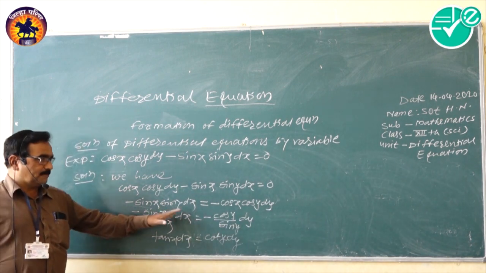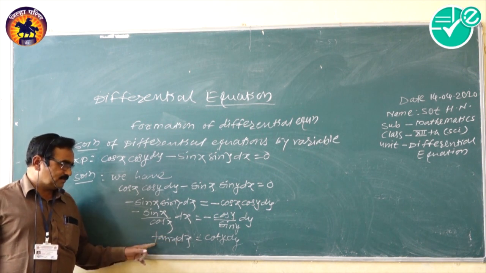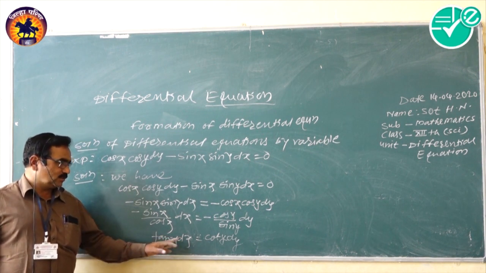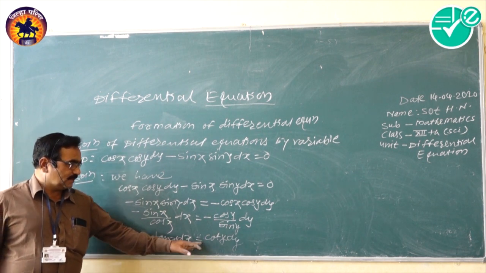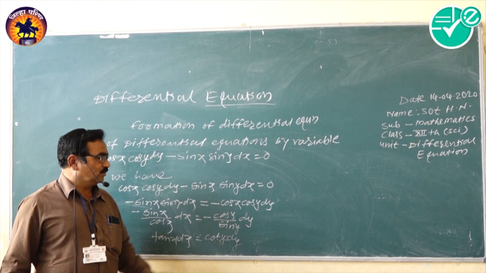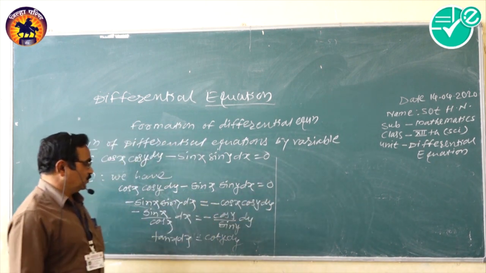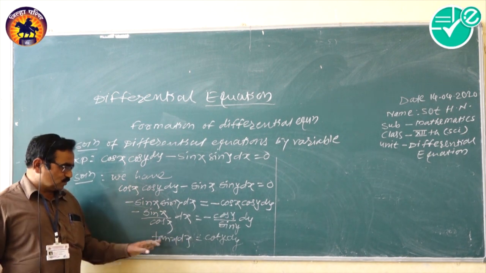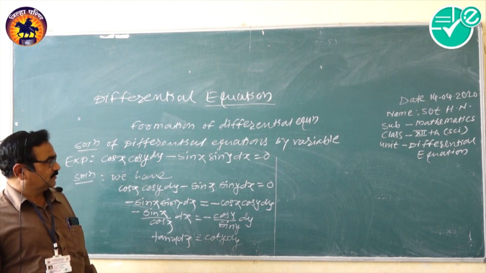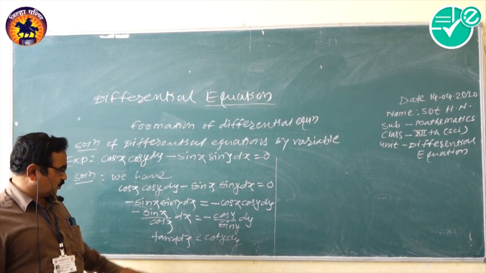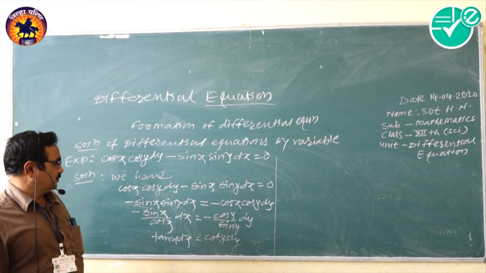We separate the coefficients, that is, this is the function of x only. Tan x into dx is the function of x and cot y into dy is the function of y. We separate these two coefficients of x and y with the differential of x and differential of y.